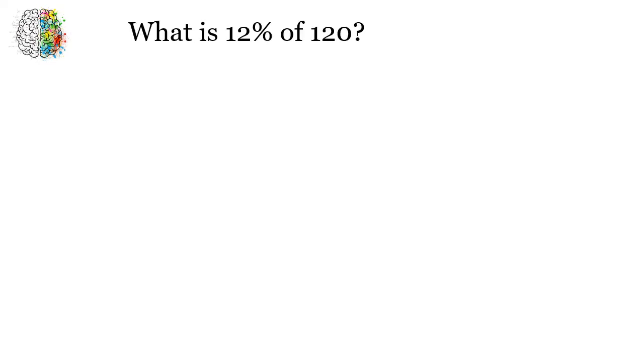Our first problem says, what is 12% of 120? So the first thing we want to do is convert our word problem to an equation. We're going to follow our word cues. What is x, or unknown, is means equals, 12% of means multiply, and then we have our constant 120.